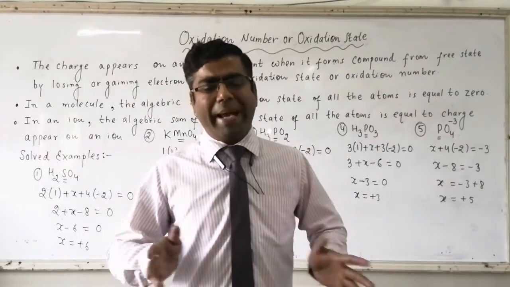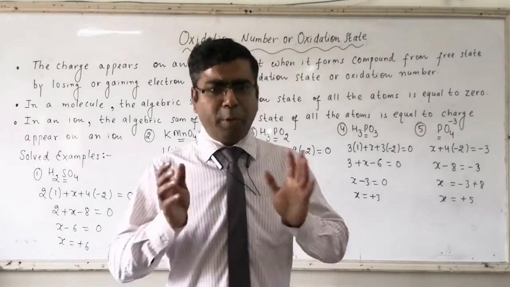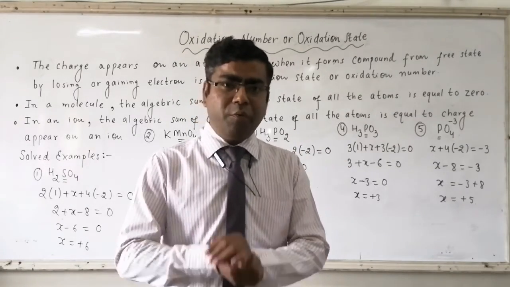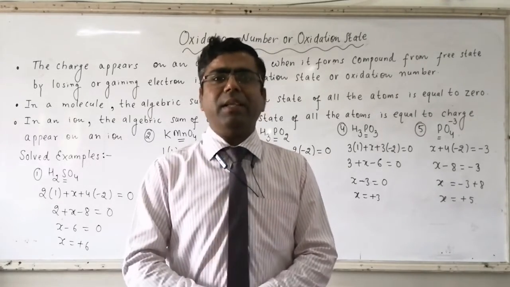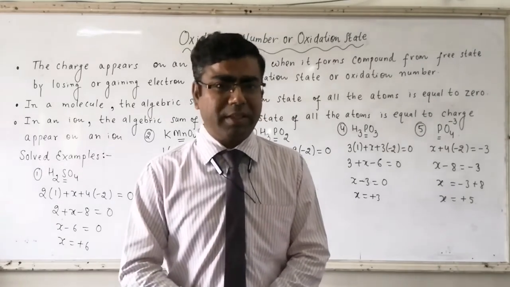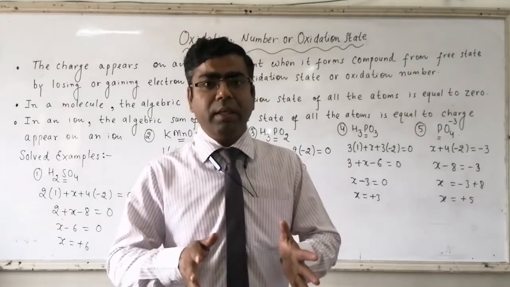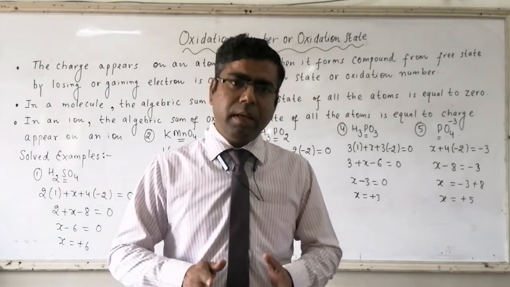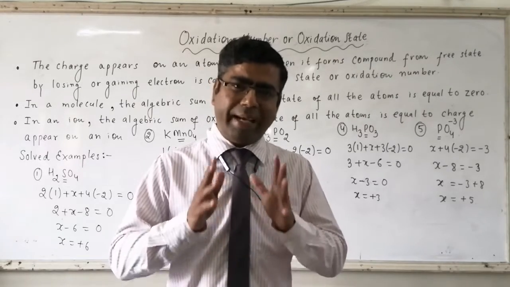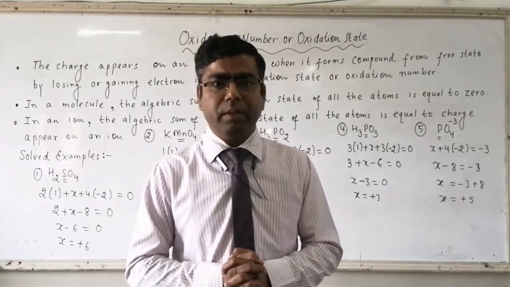But in peroxide, it is -1. In superoxide, it is -1/2. And when oxygen forms compound with fluorine, then in that case, oxygen exhibits +2 oxidation state. Because fluorine is the element having highest electronegativity in the periodic table.